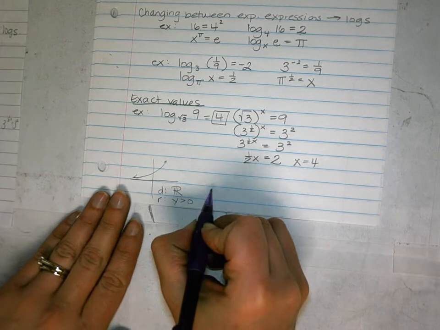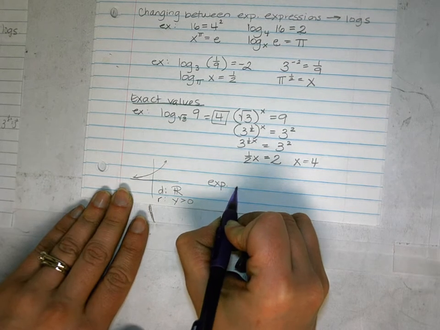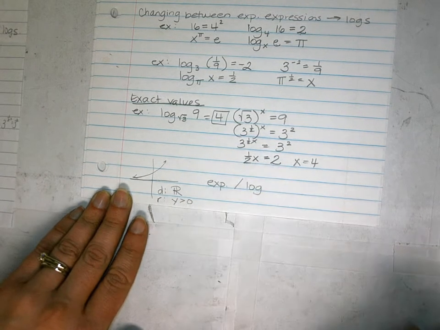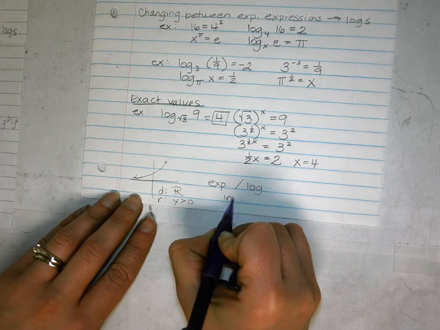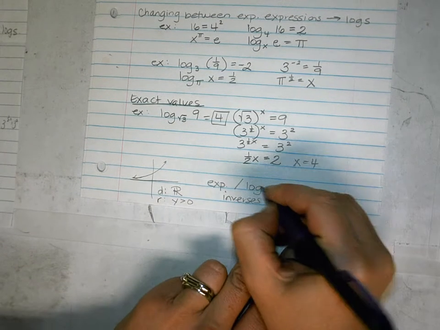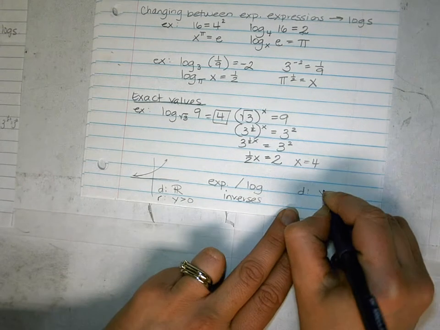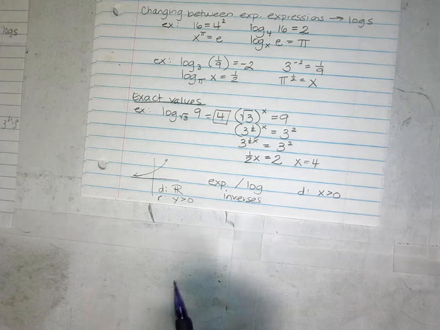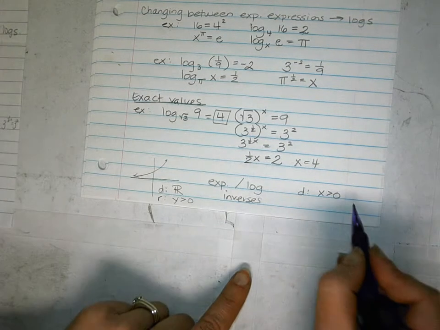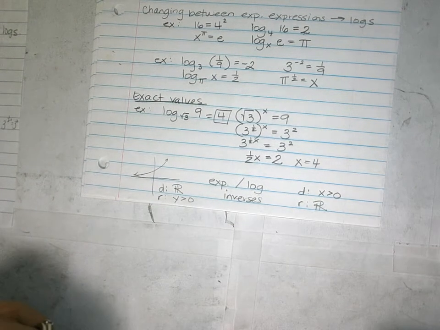So keep in mind that exponential functions and logarithmic functions are inverses. Therefore, for logs, the domain is the range. So the domain is that x has to be greater than 0. There's not going to be any number that I can plug in that isn't greater than 0. And then the range is going to be all real numbers.